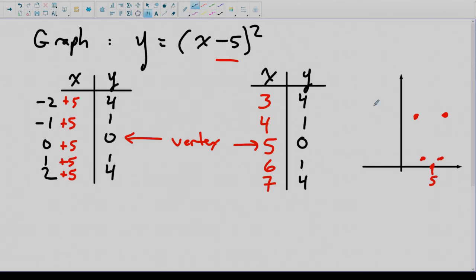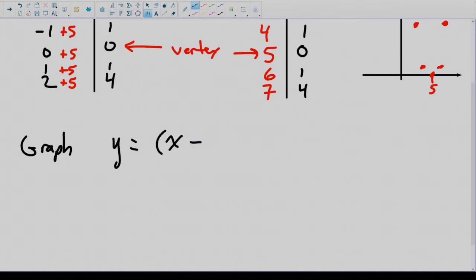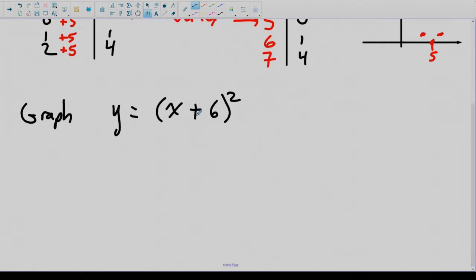So let's do another one quickly. What if I asked you to graph y is equal to x plus 6 squared? Okay, so you would start off as before.